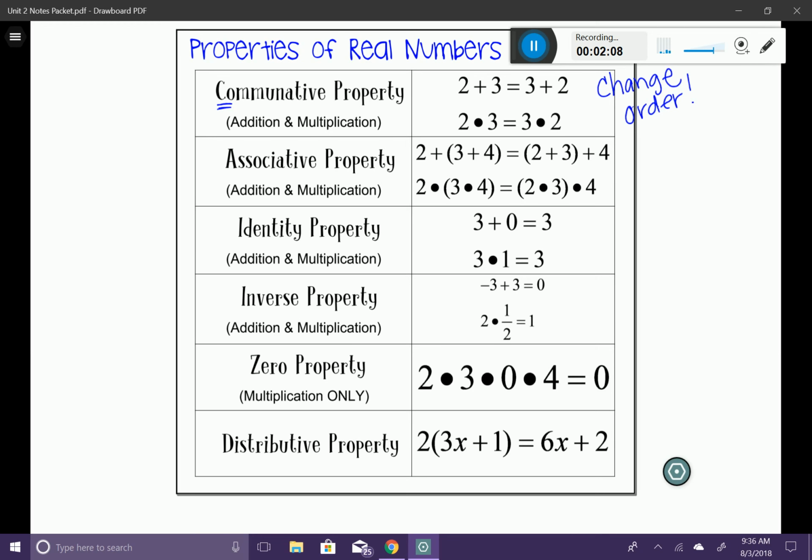Okay, let's look at the next one, the associative property. This property works under the operations addition and multiplication. So you can see that I have two examples, one with addition and one with multiplication. And what I'm doing with the associative property is I'm changing the groupings of the numbers. So I'm going to go ahead and write that on the side here. Change the groupings.